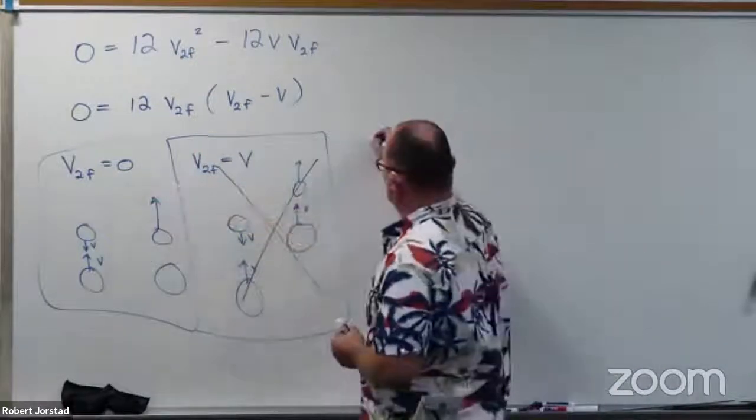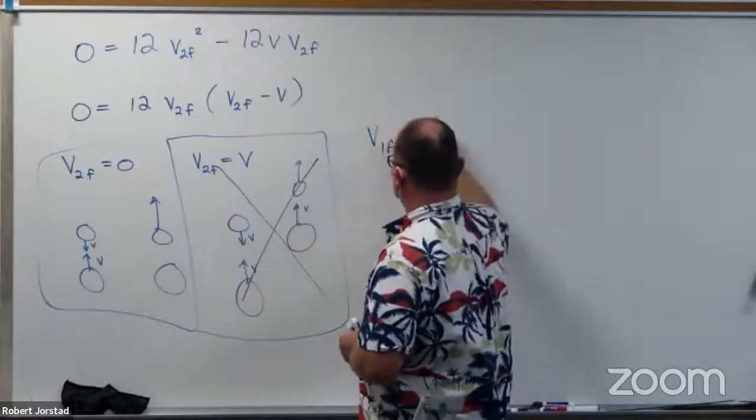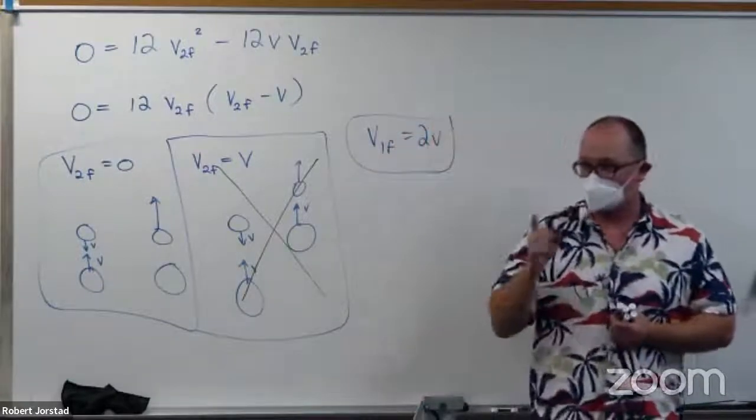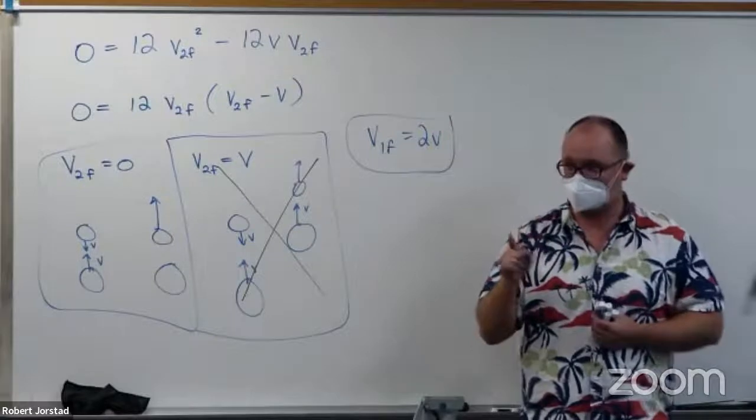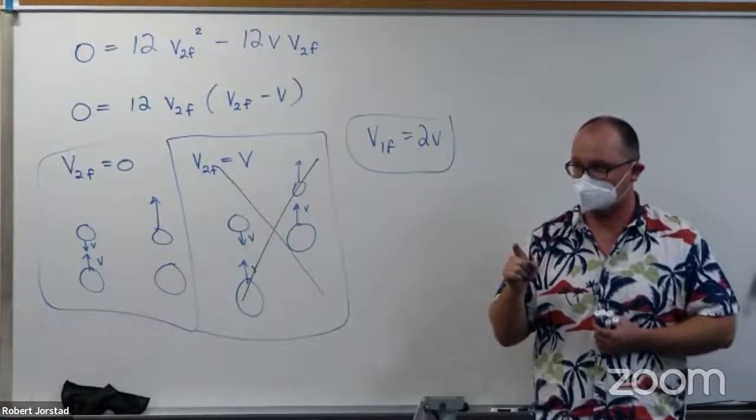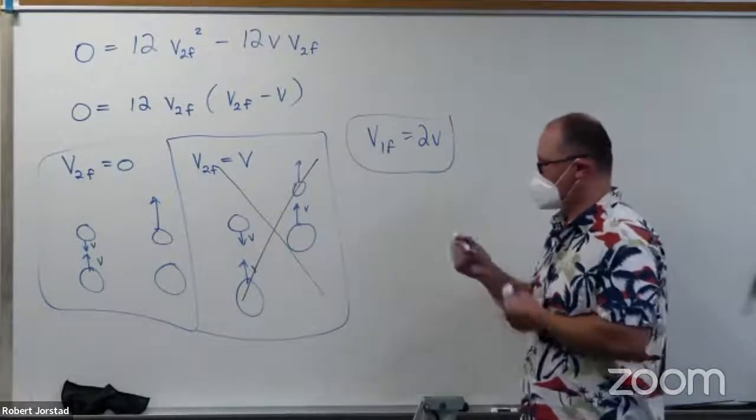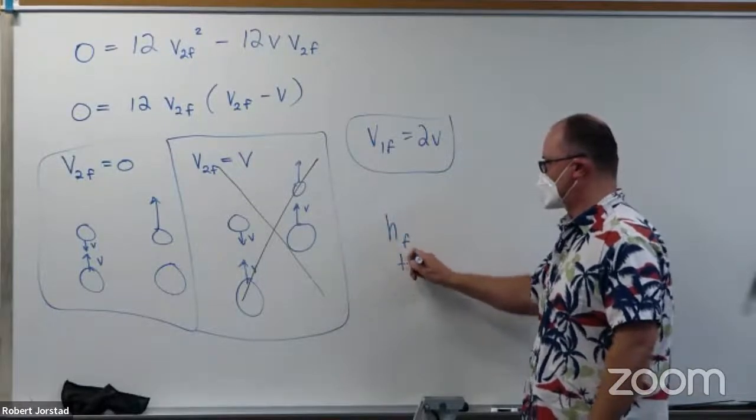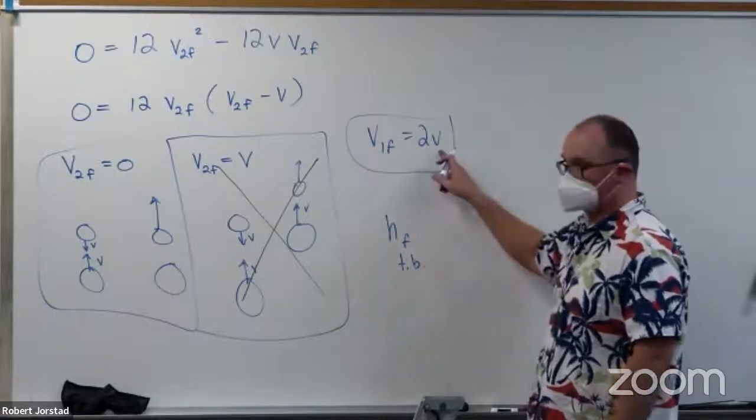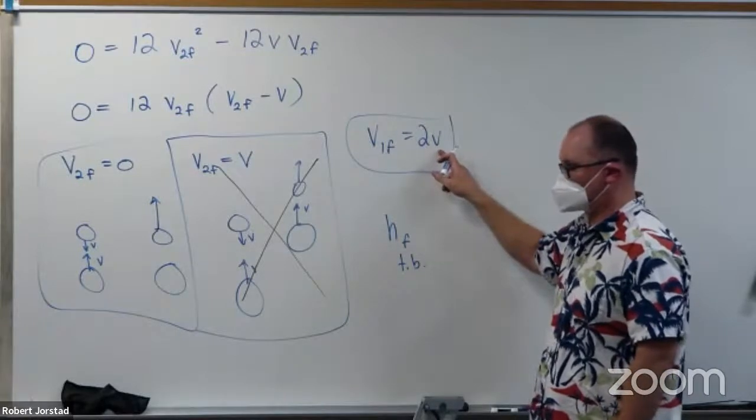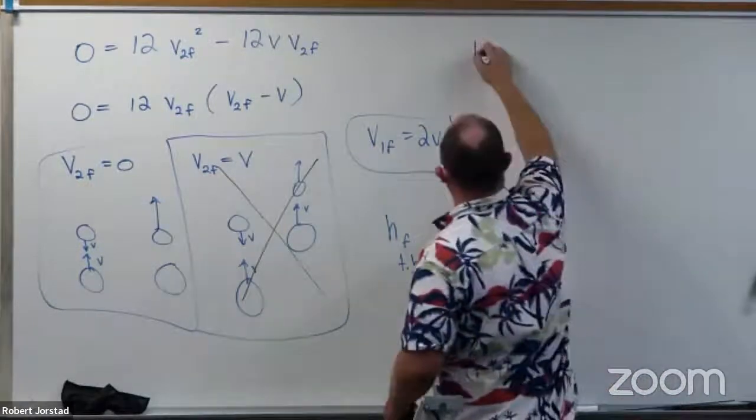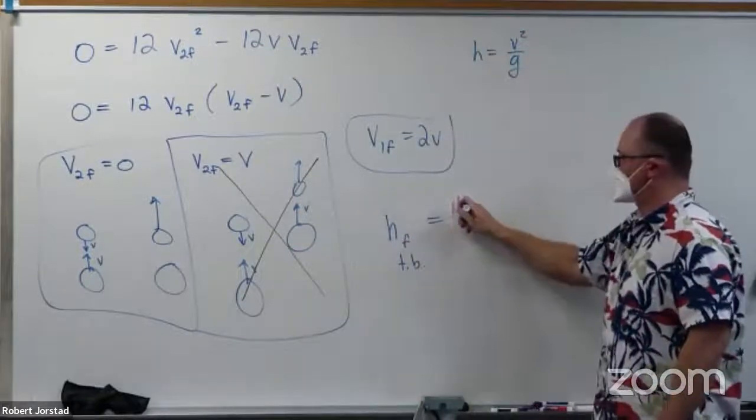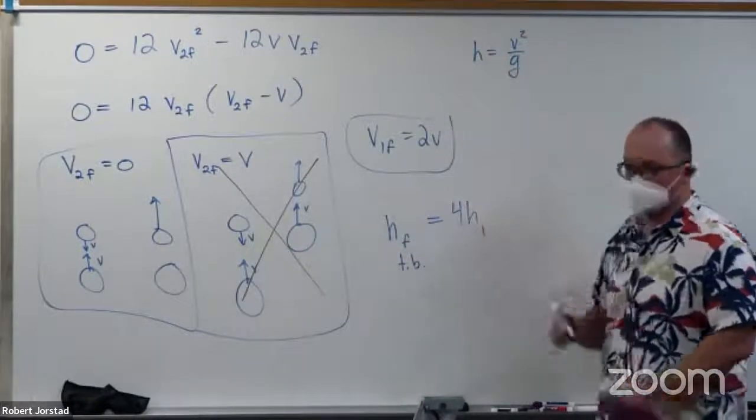I could plug that in. Notice V1 final equals 2V. If you go back and plug it in, the basketball should stop moving and the tennis ball will move twice as fast. That means it should go how much higher? If you double the velocity, what happens to the height? What was our equation? V squared over 2G. It should go 4 times height initial.